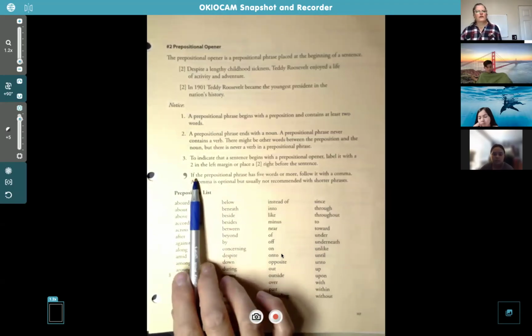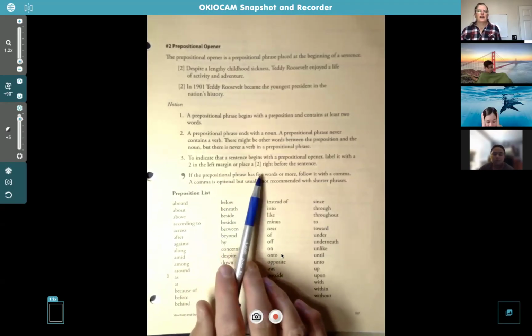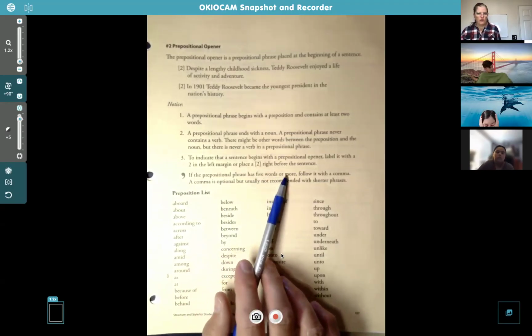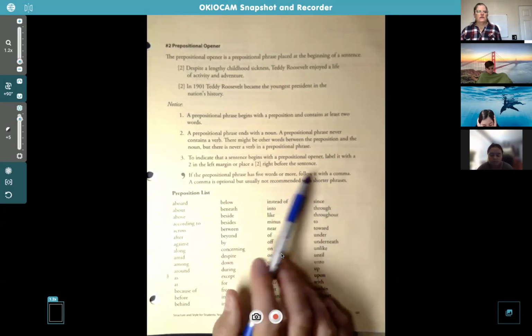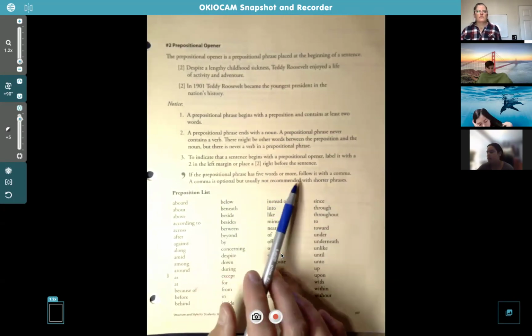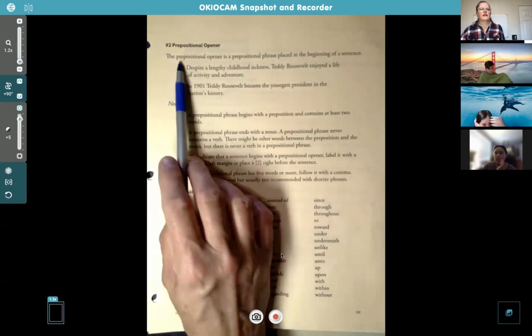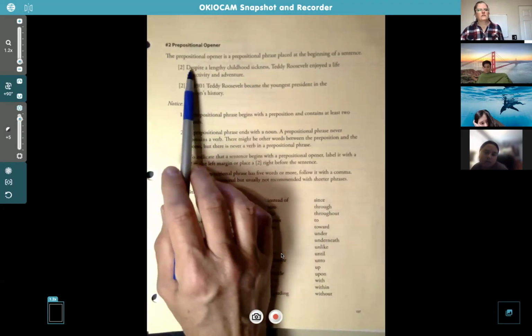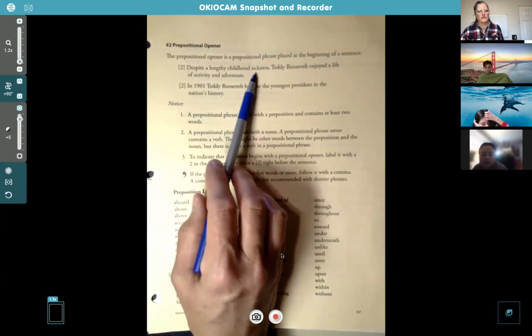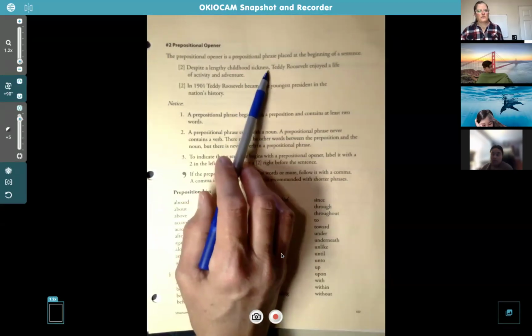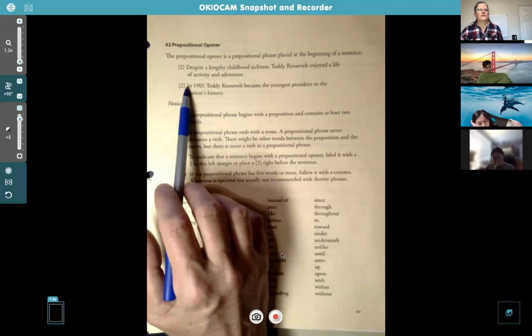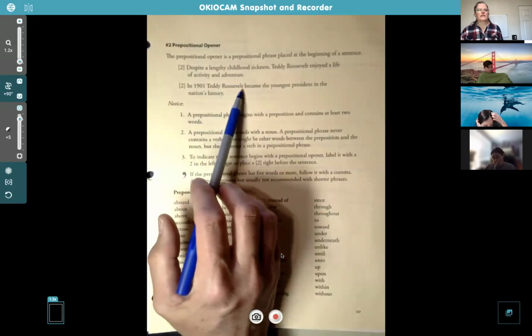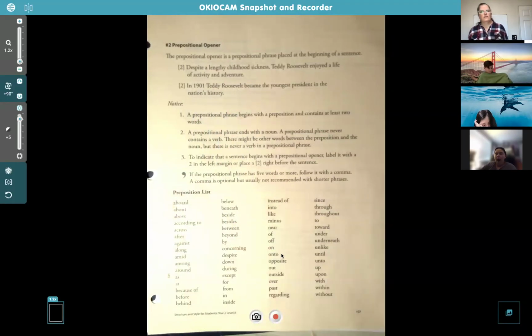And then there's a comma rule. If the prepositional phrase has 5 words or more, follow it with a comma. A comma is optional, but usually not recommended with shorter phrases. So look at that example up here. We have 1, 2, 3, 4, 5 words: despite a lengthy childhood sickness. So we use a comma because there's five. This one only has technically three words. It has a number in there too, but you don't need a comma after that. So if it's five words or more, you do need a comma.